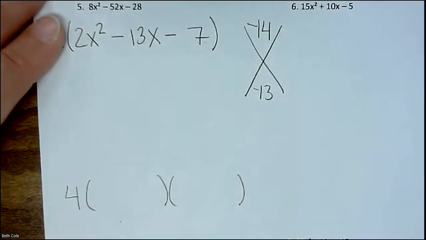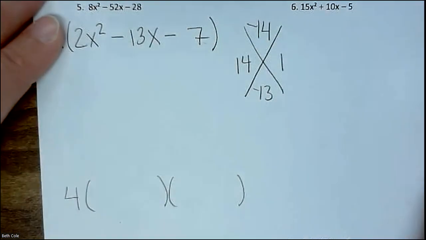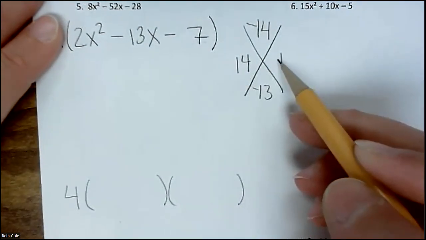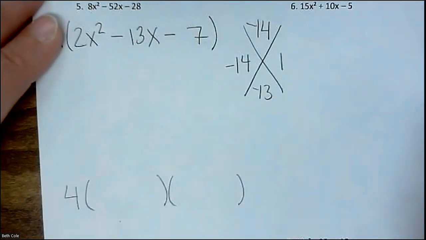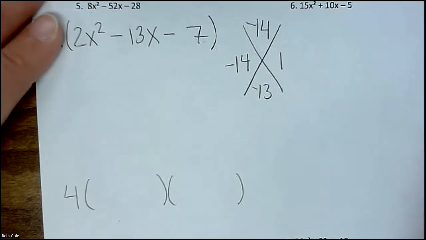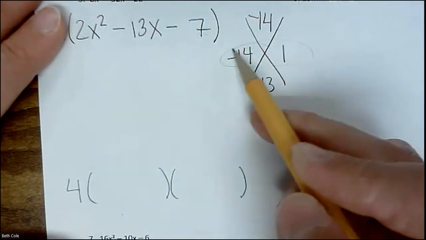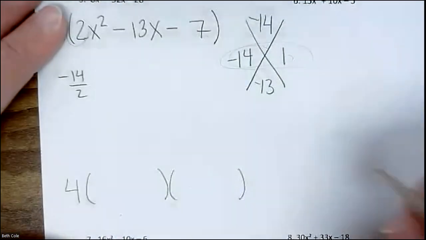So what numbers multiply together to equal 14? Well, I heard somebody whisper over there, 14 and 1. 14 times 1 is 14. Well, if you make the 1 negative, it'll be 14 minus 1, which would give you positive 13. We need this one to be negative, because -14 plus 1 gives you -13. You got it? And then you're going to take each of these and put them over 2. Good. So -14 over 2 and 1 over 2.